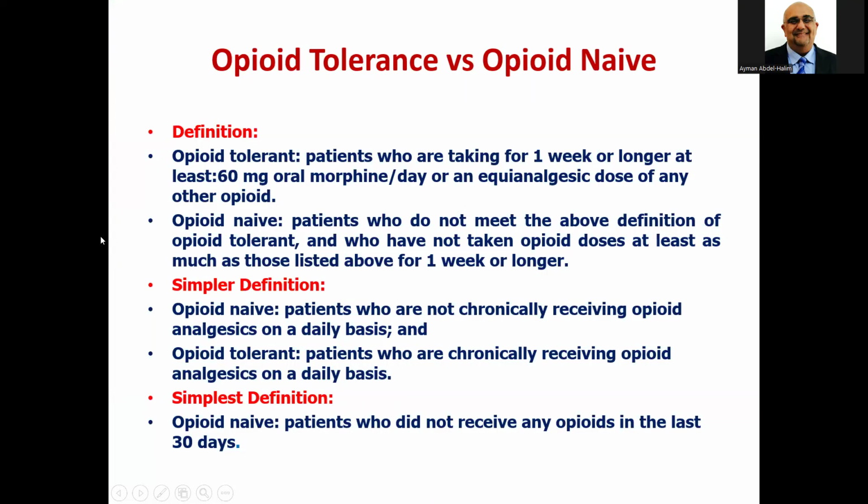Another important topic here is opioid tolerance versus opioid naive. I'm not going to go through all of these three definitions, but I want you to just take the last one as the symptom. You can ask the patient whether he received opioids in the last 30 days or not. If he did, then he's an opioid-tolerant patient. And if not, then he's an opioid-naive patient.